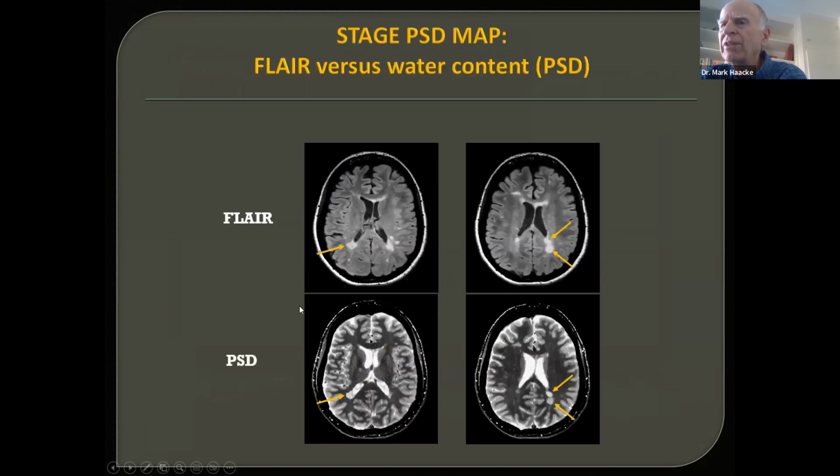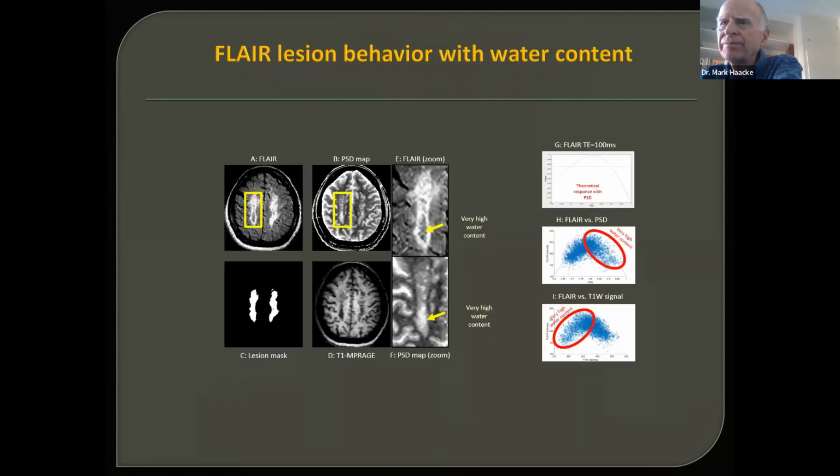So now we're using this method we called STAGE to map out not just the presence of these lesions, but to measure how bright they are in this image called the PSD image, or the water content image. Because the higher the water content, the brighter the image will be. And I can measure that today. So if this is 100% water, that means there's no tissue left there at all. So we're talking about the ability to measure tissue atrophy based on this quantitative biomarker.